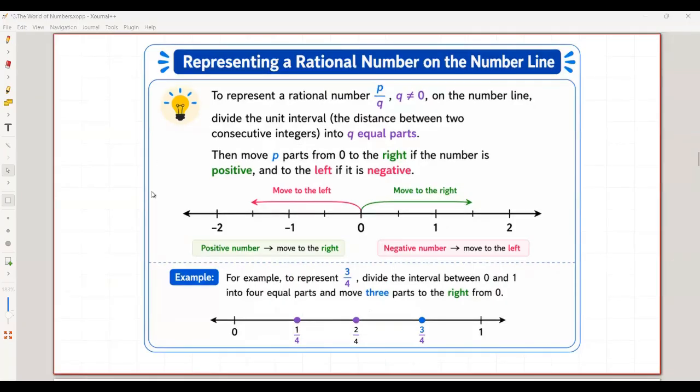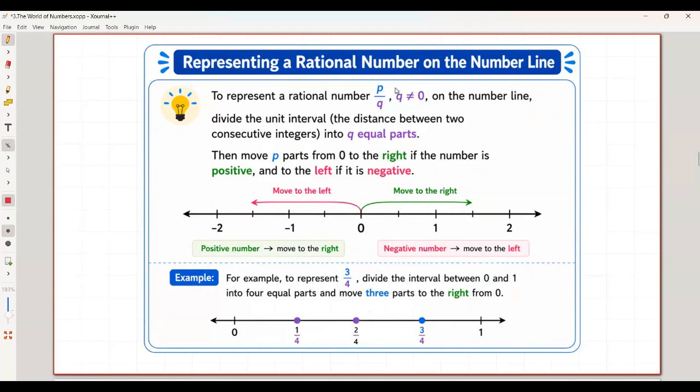Today we are just going to learn about representing rational numbers on the number line. We know how to represent natural numbers, whole numbers, and integers on the number line. Today we are going to learn how to represent rational numbers. If the number is in the form of p by q, numerator by denominator, how do we represent it on the number line? The first task is to see whether the given rational number is positive or negative.